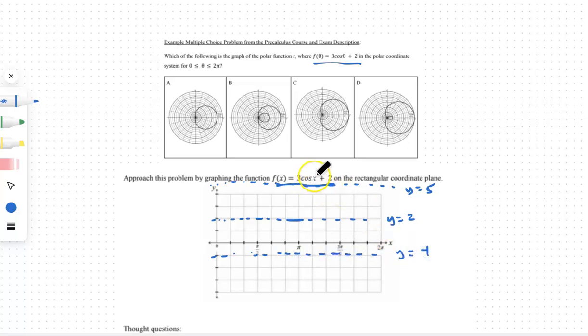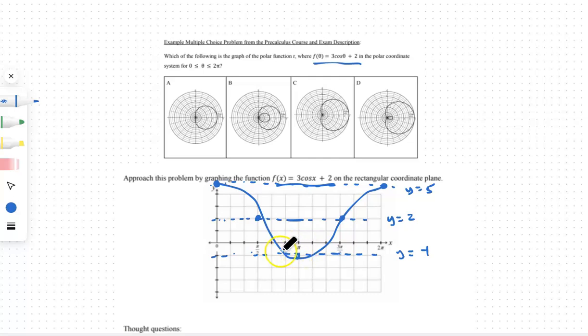And my cycle here, my period is 2 pi because I have a coefficient of 1 in front of x. And with cosine, I start at the max and I end at the max. Halfway through, I go to the min, and halfway between the max and the mins, I cross the midline. So I have here one cycle or one period of my cosine graph. So why does this matter?